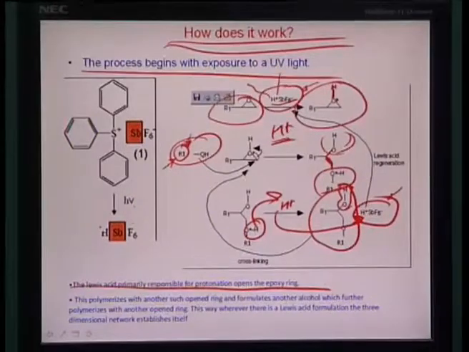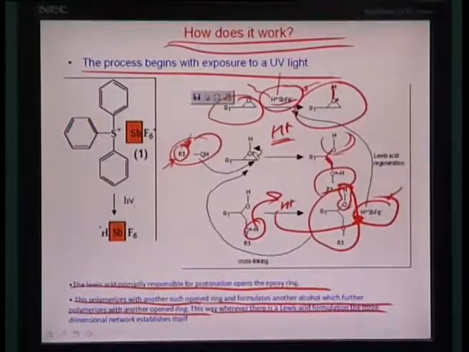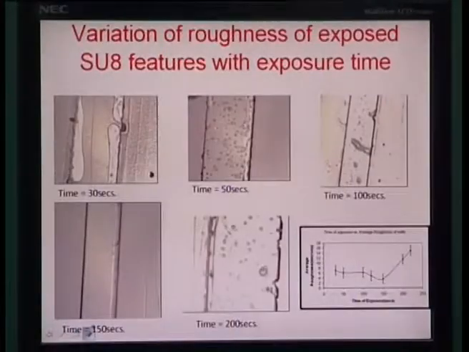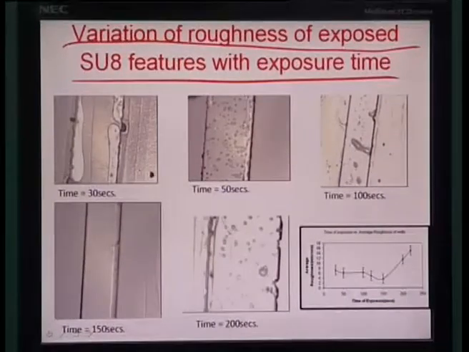So, the Lewis acid primarily is responsible for protonation. It opens the epoxy ring, it polymerizes with another such open ring and formulates another alcohol which further polymerizes with another open ring. This way, wherever there is a Lewis acid formulation, the 3-dimensional network establishes itself. Now, I would like to bring to your notice several of these experimental results which I personally have done during different parts of my research experience.